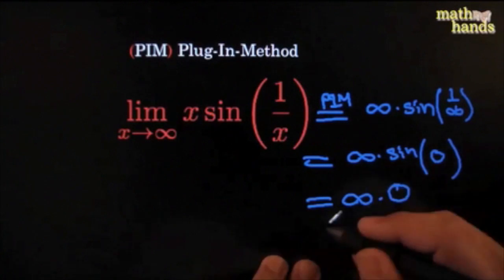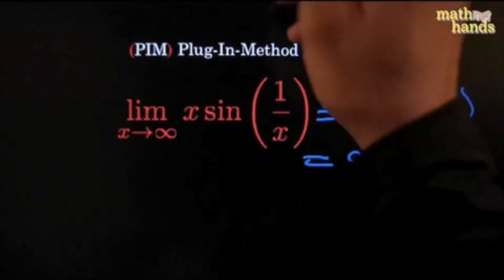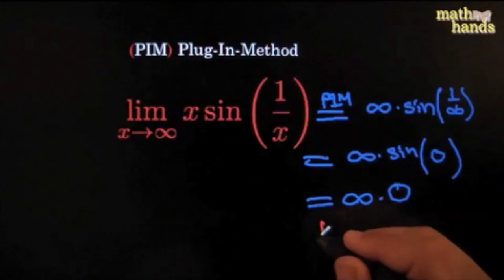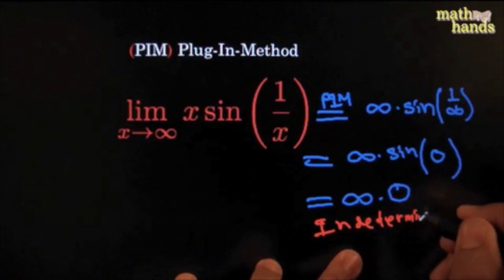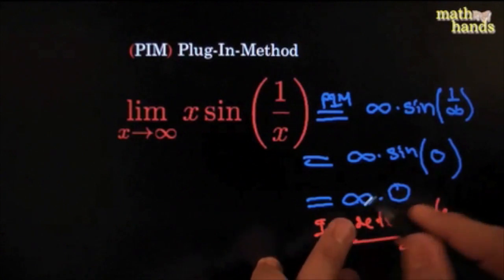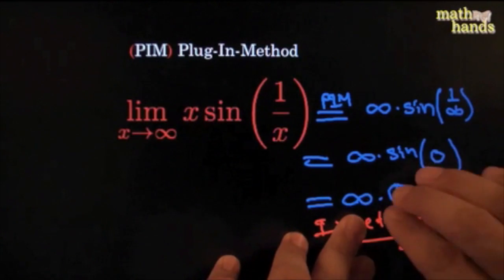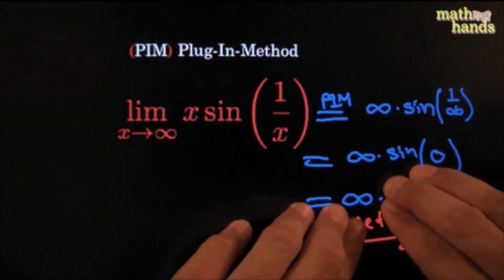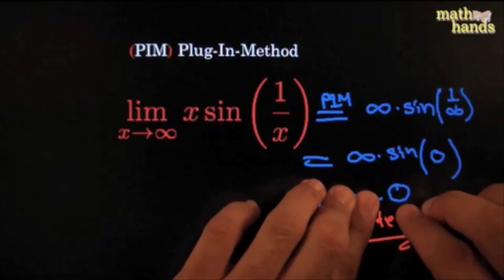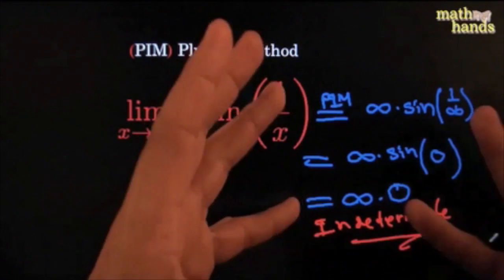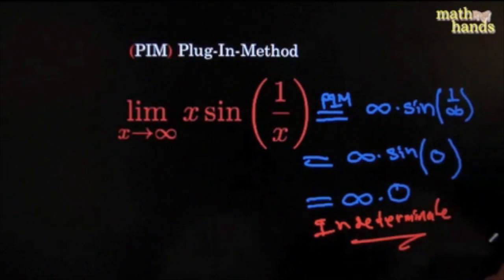Infinity times 0, that's an indeterminate form. I'm going to put it in red. Indeterminate. Again, I don't want people to memorize it, I want you guys to understand. A large number which tries to make everything large, multiplied times a small number which tries to make everything small. You put them together and all bets are off. It's opposing forces, and who knows who would win.